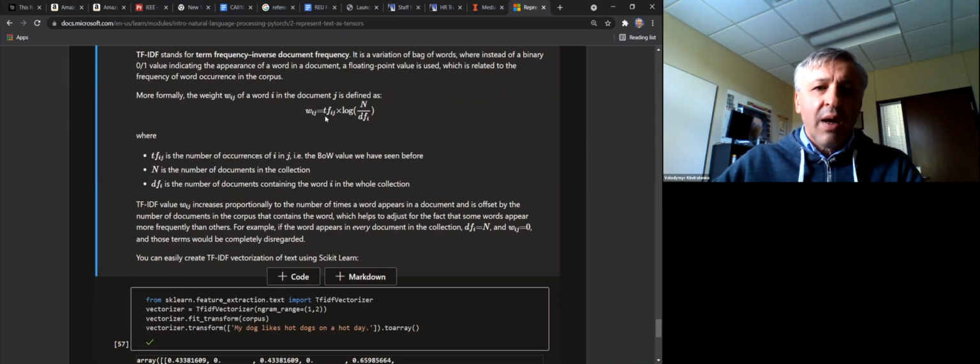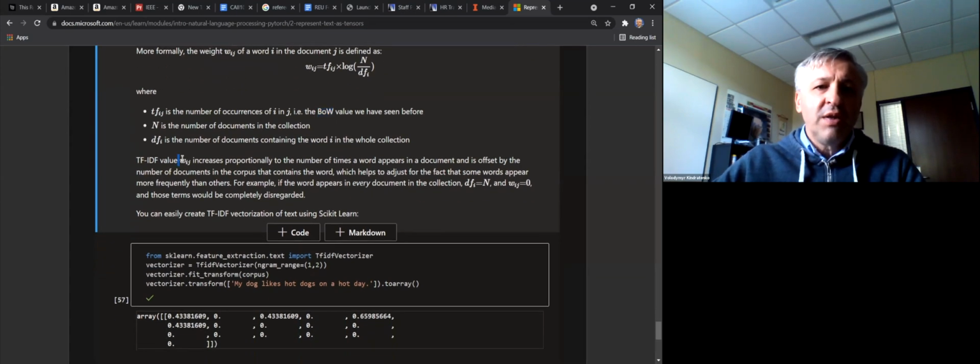In this formula, TF sub ij is the number of occurrences of i in j. That is basically the bag of words representation that we used before. However, this gets modulated by the logarithm of this ratio, where n is the total number of documents in the collection, and df sub i is the number of documents in the whole collection that contain the word i. So this weight value increases proportionally to the number of times a word appears in the document, and is offset by the number of documents in the corpus that contain the word.